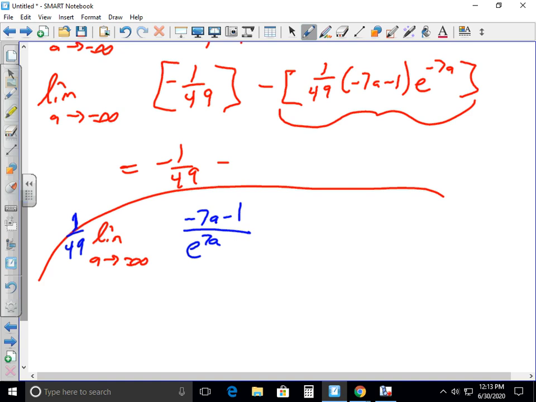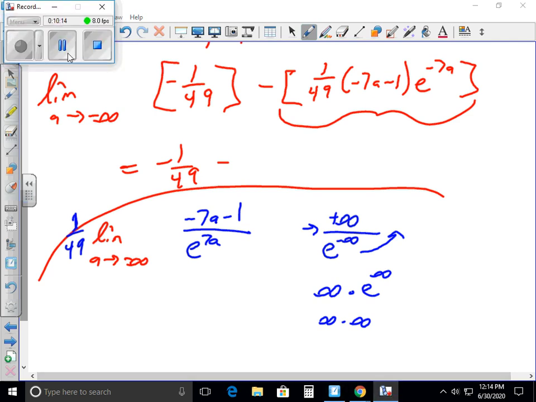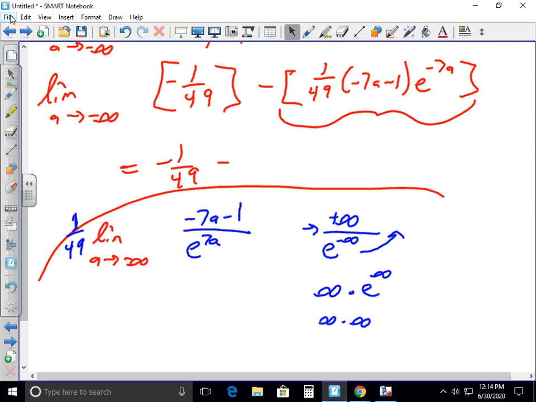So if we let a go to negative infinity, we're going to have negative 7 times negative infinity. So negative times negative will make that a positive infinity there. If we put a negative infinity on bottom, we're going to get e to the negative infinity, or we could bring that up and call that e to the positive infinity, which is also infinity. Infinity times infinity is just infinity, because they're both positive.